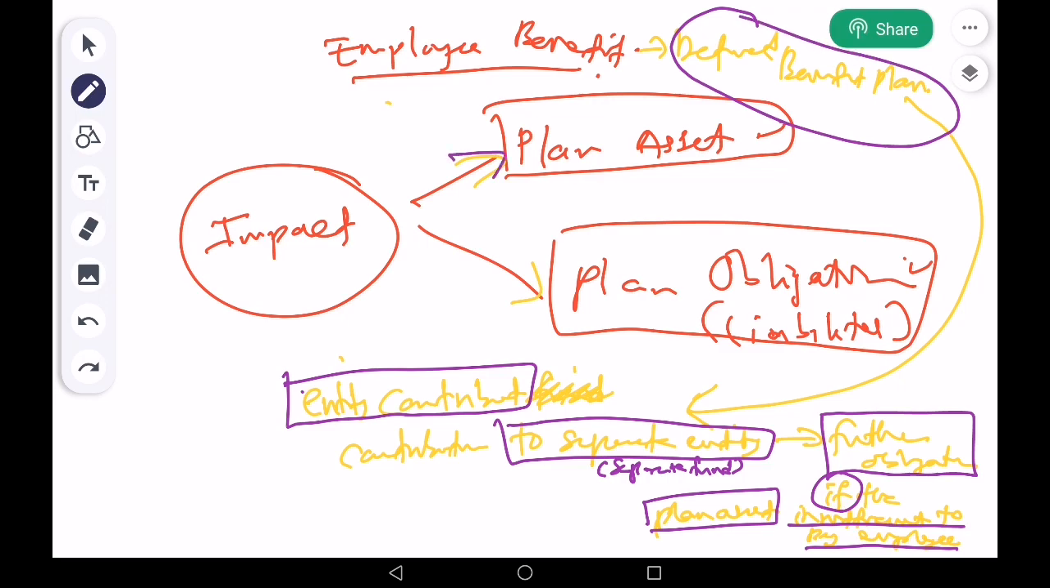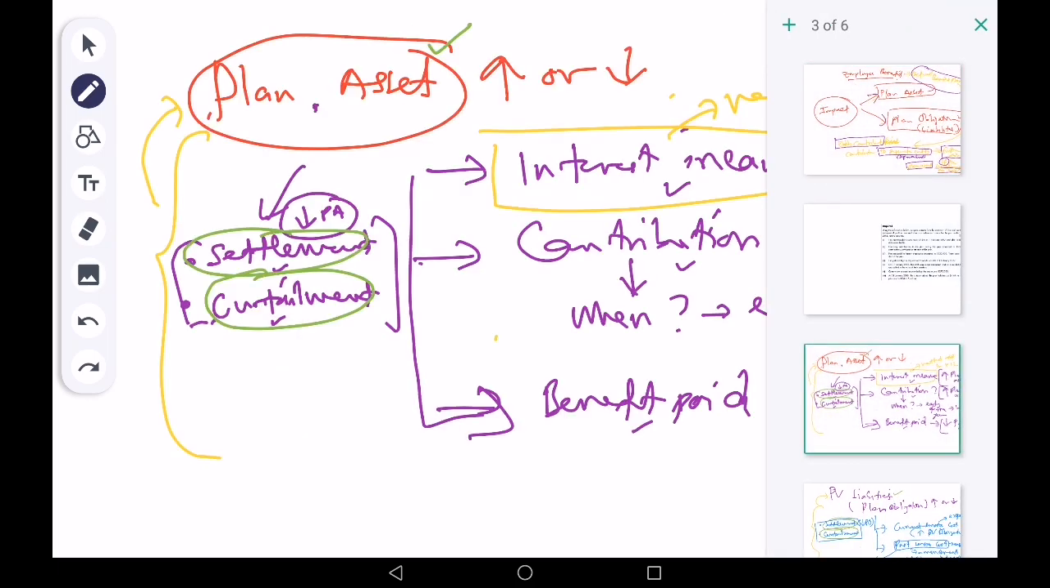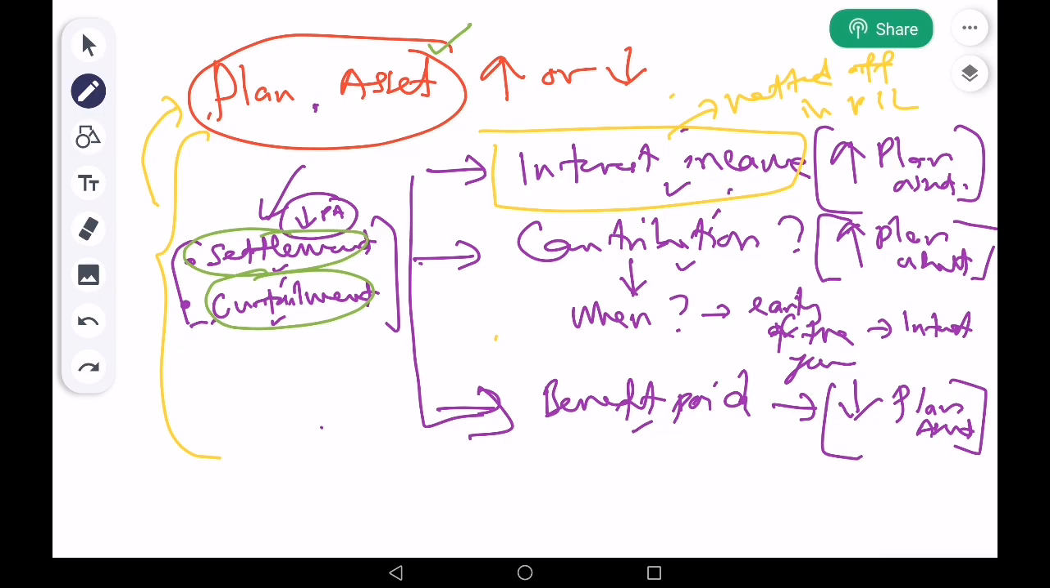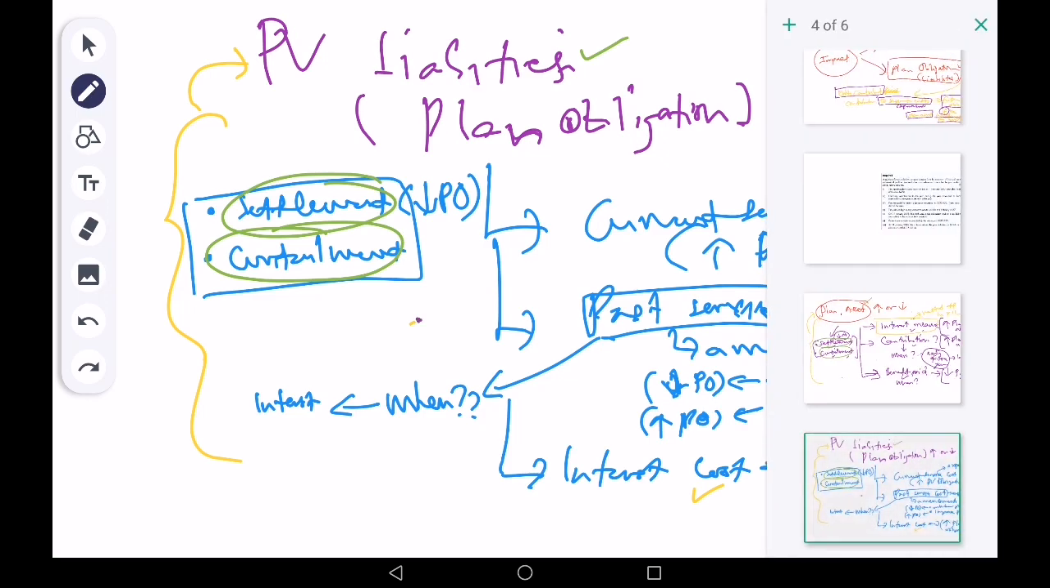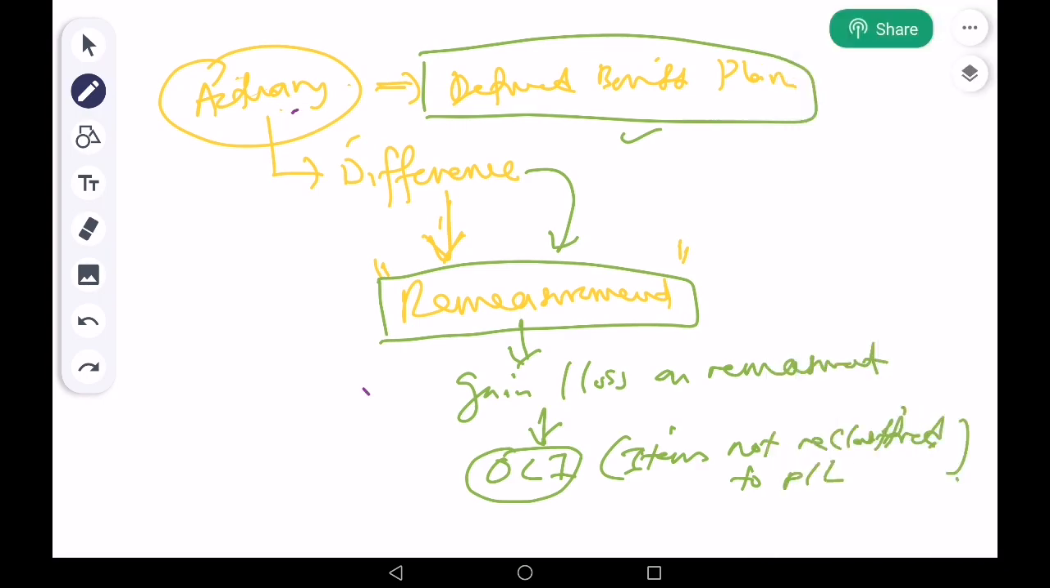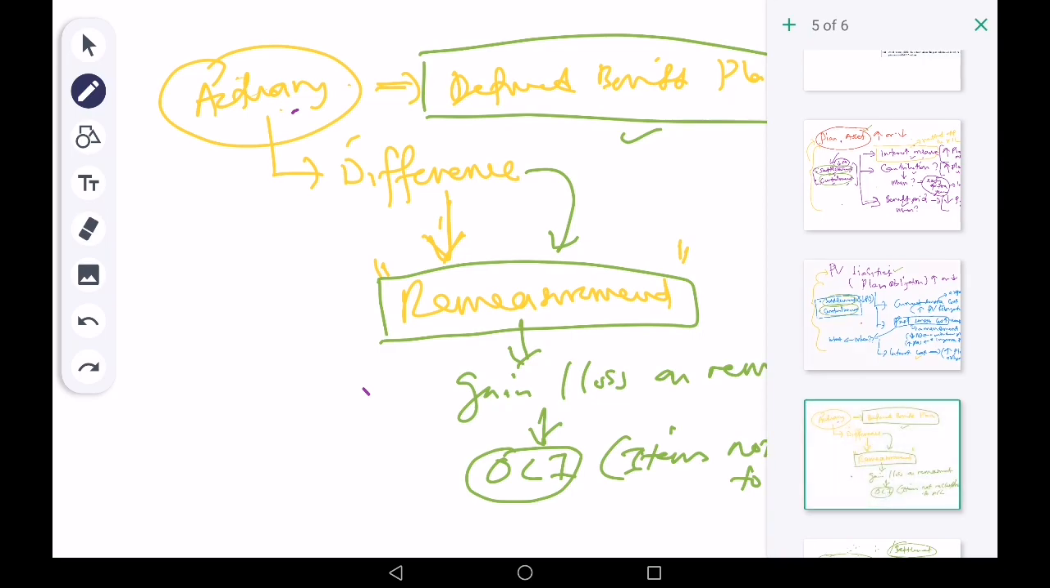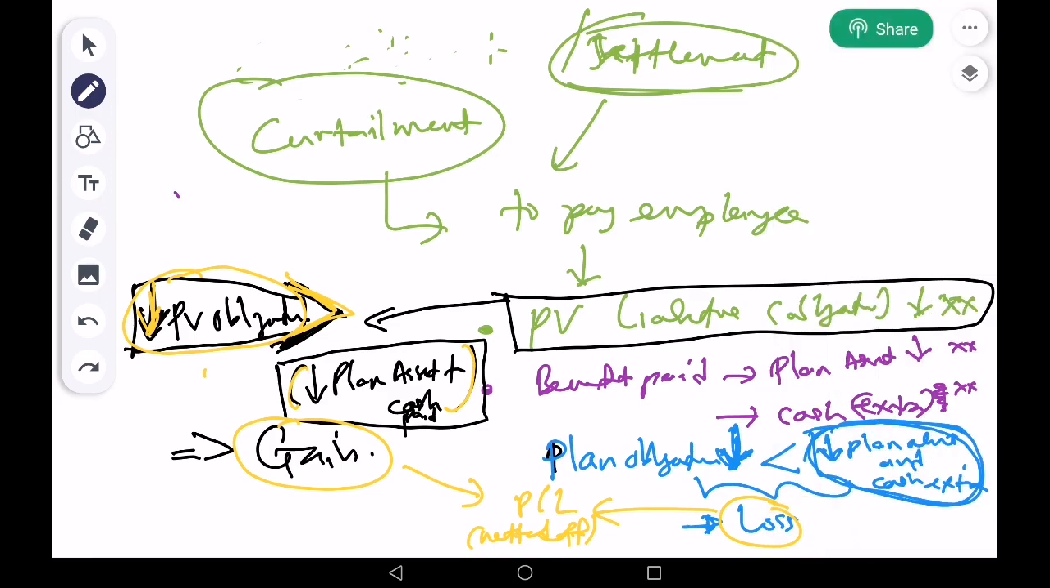So once you know the impact, as I mentioned just now, you will know your plan asset and what will impact it: interest income will increase it. Contribution, you must know when, because early in the year it will impact your interest as well. Same goes for benefit paid, when you pay the benefit, it reduces your plan asset. Lastly, liabilities, as mentioned just now: if there is any difference made by the actuary, you have a remeasurement, which enters OCI. This is the only item that enters OCI, while other items enter P&L. If there is any curtailment or settlement, you must compare the movement of the present value of liabilities with the plan asset and cash. Compare it, then you can know whether it is a gain or loss. Thank you.